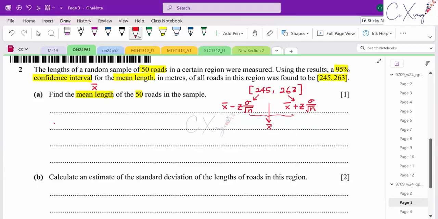So to calculate the mean length, it will be very simple: you try to find the midpoint of the upper limit and lower limit. So you'll be having 245 plus 263 divided by 2. Okay, so from here, by right, you should have 254 as your sample mean for these 50 roads in the sample.